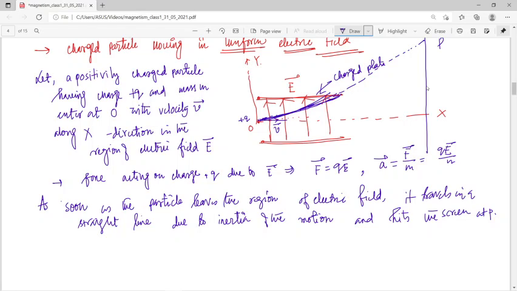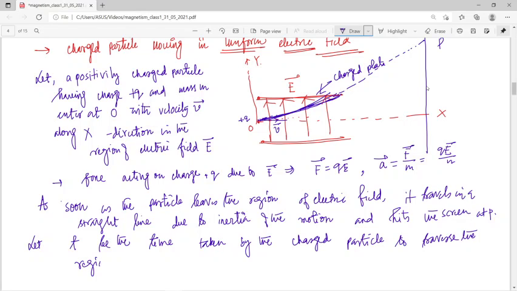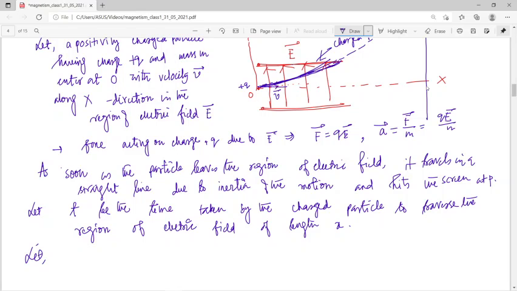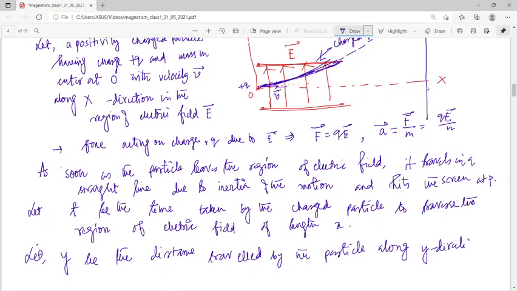Then what we can say: let t be the time taken by the charged particle to traverse the region of electric field of length x, and let y be the distance traveled by the particle along the y direction.